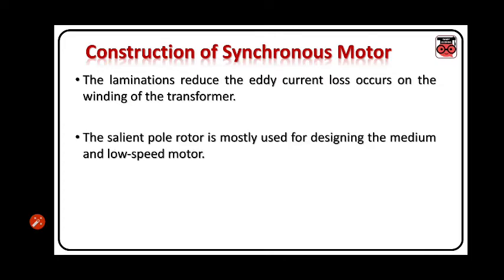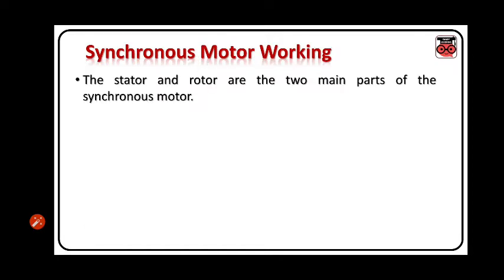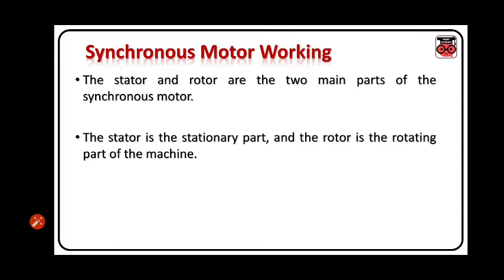The salient pole rotor is mostly used for designing medium and low speed motors. For obtaining high speed, a cylindrical rotor is used in the motor. The stator and rotor are the two main parts of the synchronous motor. The stator is the stationary part and the rotor is the rotating part of the machine.